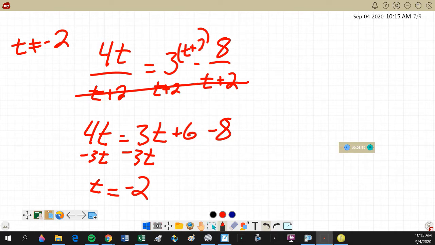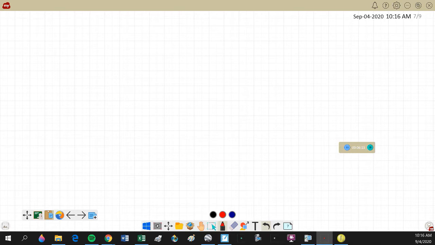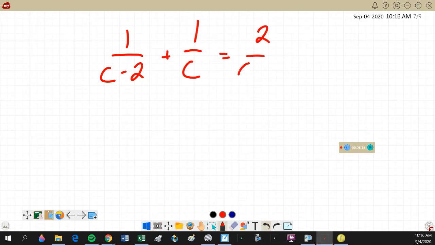Okay. Look at number 6. What is y not allowed to equal in number 6? 1/2. Okay. Look at number 10. Number 10 says 1 over c minus 2 plus 1 over c is equal to 2 over c times c minus 2.